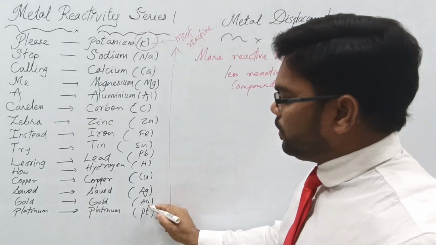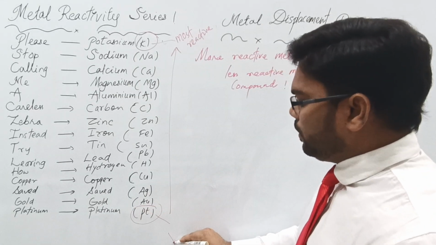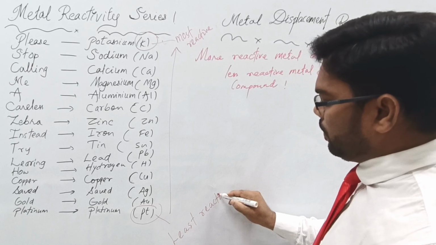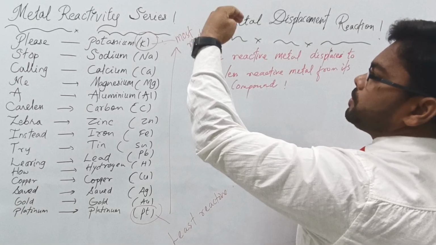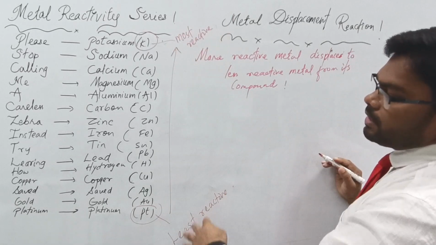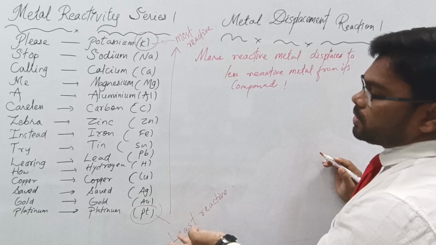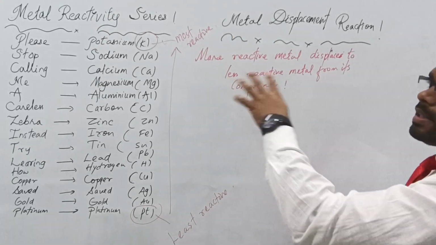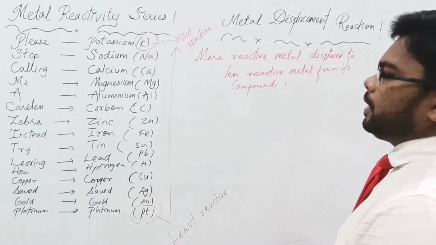However, here platinum is considered to be the least reactive metal. Least reactive. When you come from top to bottom, reactivity decreases. When you go from bottom to top, reactivity increases. So far it's clear? Alright.